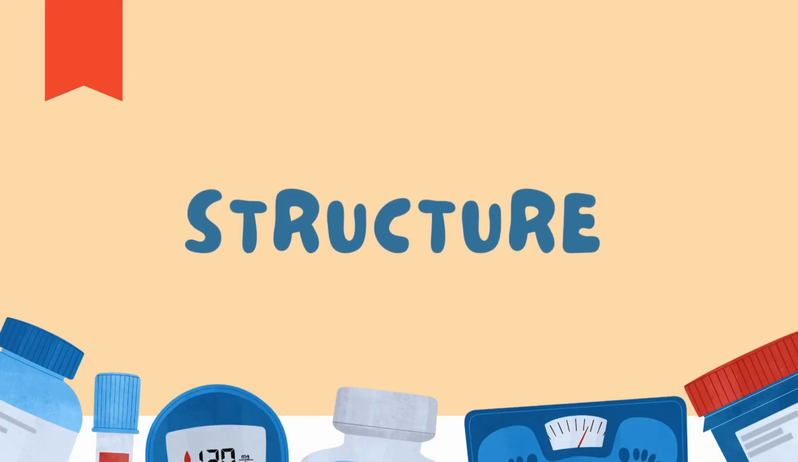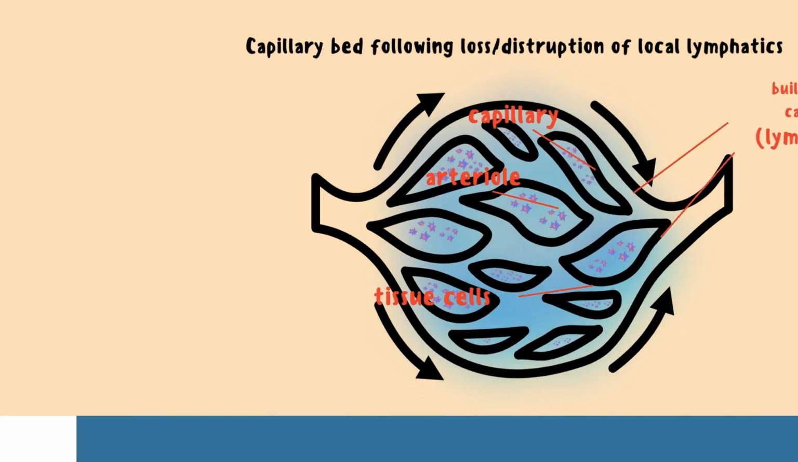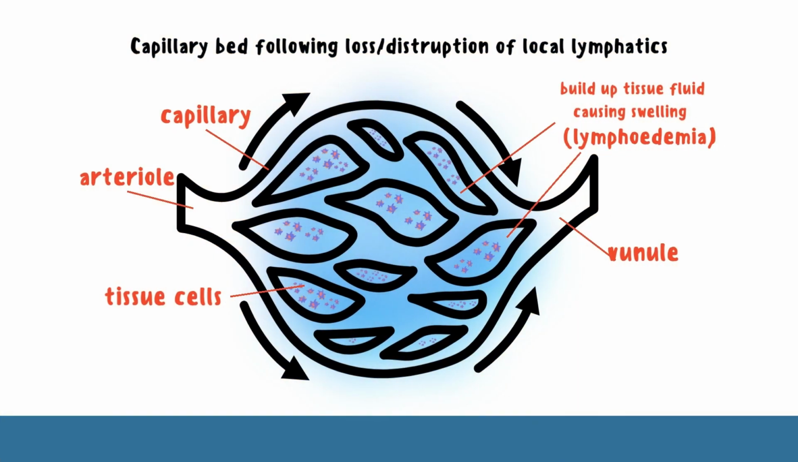Structure. This image illustrates the structure of a capillary bed and the consequences of the loss or disruption of local lymphatics. Here's an explanation of each labeled structure. 1. Arteriole. Small branch of an artery that leads into the capillaries. It carries oxygenated blood from the arteries into the capillary network.